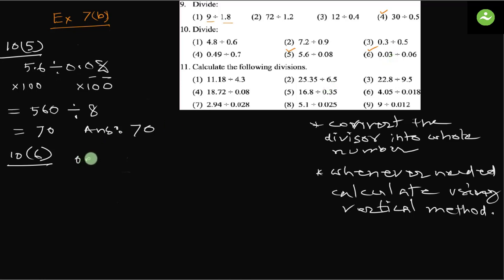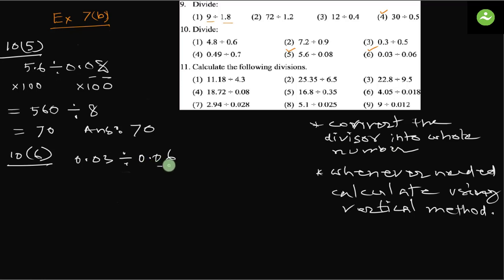0.03 divided by 0.06. Now we need to change the decimal fraction, the divisor, to a whole number.